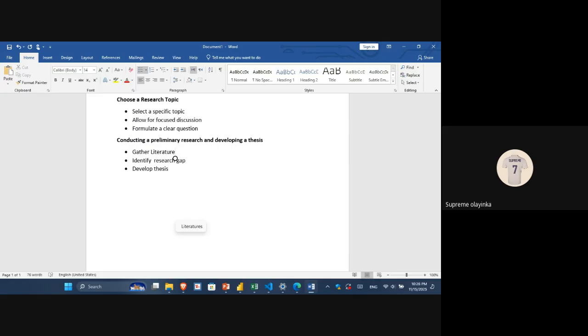So you want to gather literature. I think I've actually explained this. You gather literature because you want to conceptualize a research topic. You want to look at what has been done before, so you know where there is a research gap, so you can fill it. Basically, that's what we mean by research question.